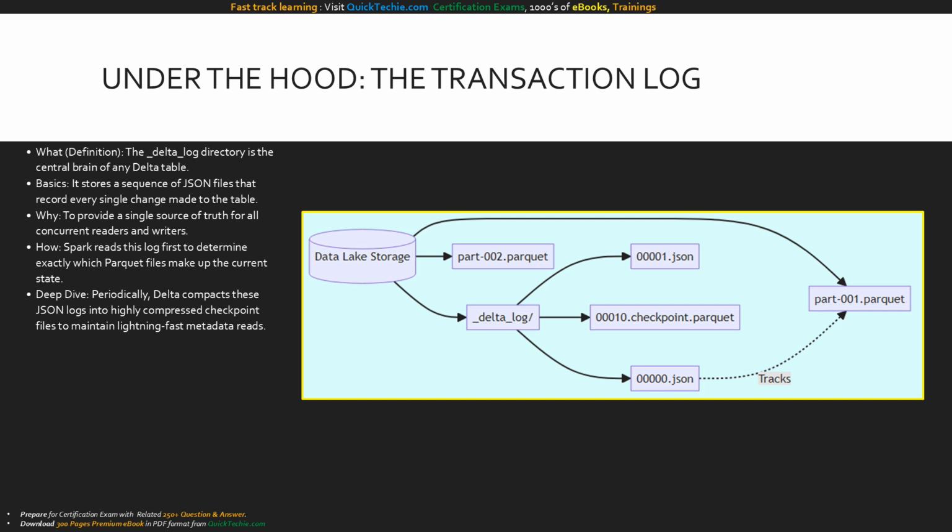The log explicitly dictates which Parquet files are valid, which are obsolete, and what the schema currently is. By managing state via these tiny JSON ledgers, Delta makes ACID transactions highly scalable on cheap, distributed cloud storage.